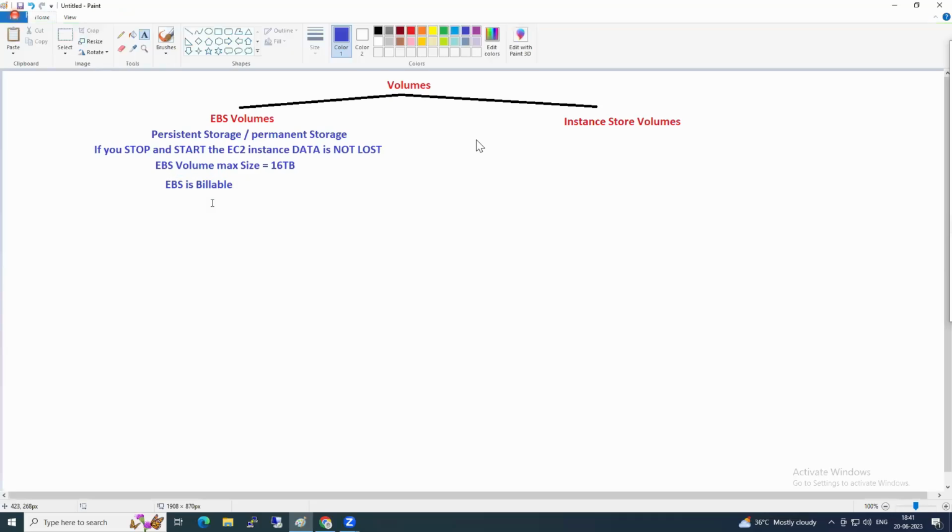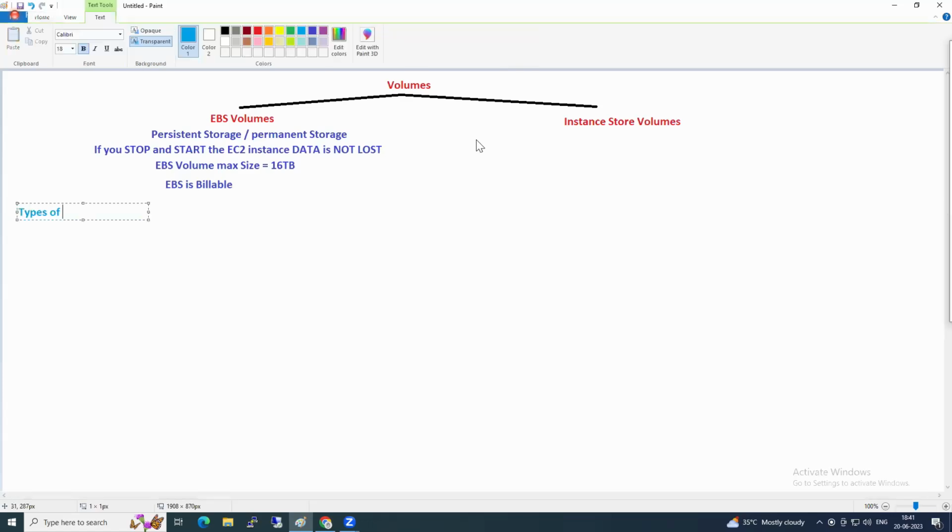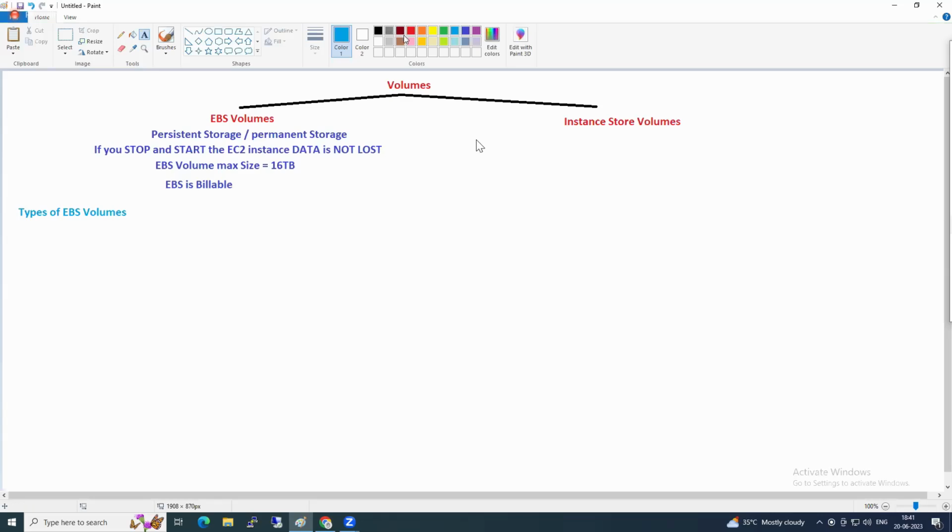Before I go to the instance store volumes, I'll talk about EBS volumes itself. We have different types of volumes. I'll write it there, different types of volumes. So these are all for certification questions. There are different types of EBS volume.